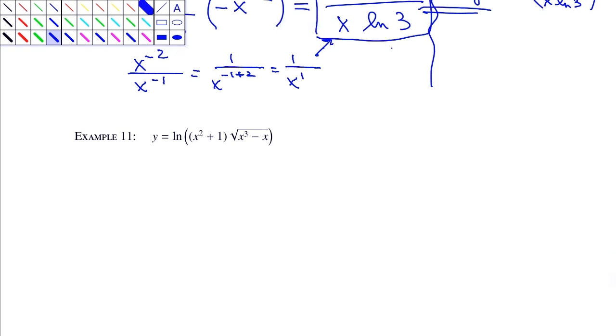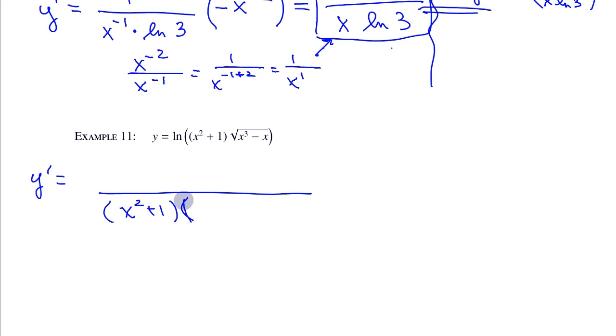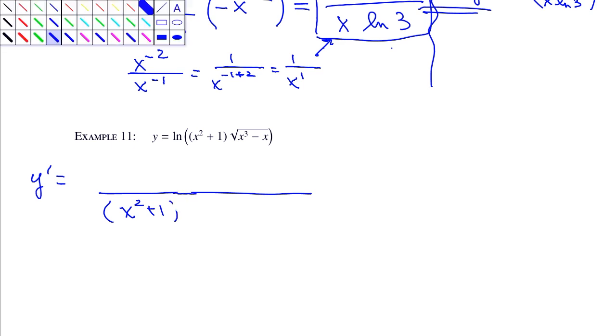Okay, last one. Example 11. Y is equal to the natural log of x squared plus 1 times the square root of x cubed minus x. So to do this, the outside function is the natural log function. So we'll take its derivative. So everything that's inside the natural log goes on the bottom. Let me write it with just the square root here. And then we take the derivative of this and we put it on top.